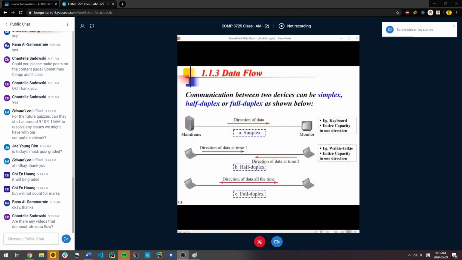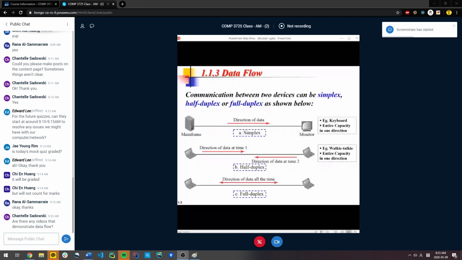So that's simplex. Directionally, it's only one direction, and you cannot change that. But in most cases, we want to have bidirectional communication, which means there's data going back and forth, information content being shared back and forth in both directions. We can achieve that in 2 modes.